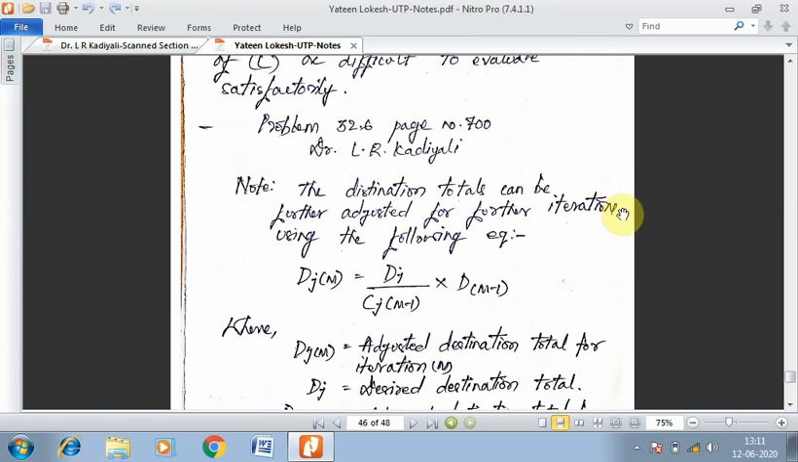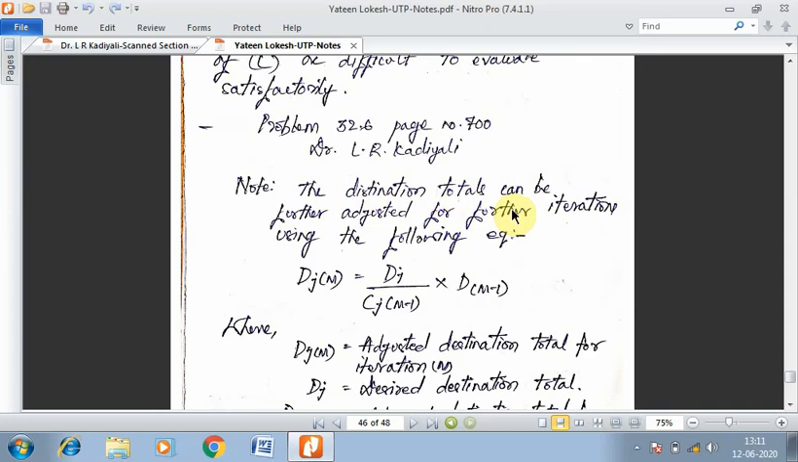Now there are certain important notes that you need to remember here. The destination total can be further adjusted depending upon the number of iterations that you are going to do, as in how the iteration number changes or gets increased. You might have to adjust the factor, that is the destination totals.